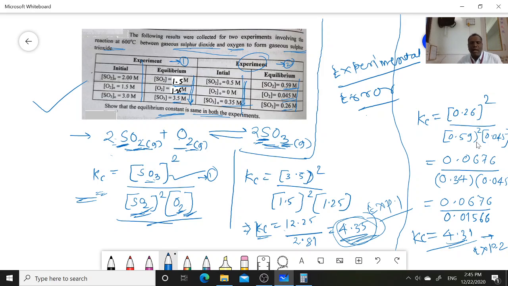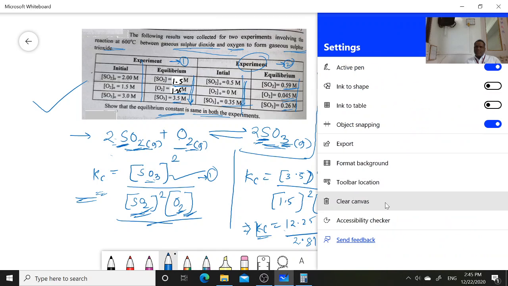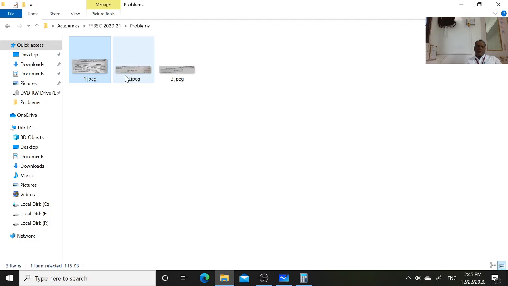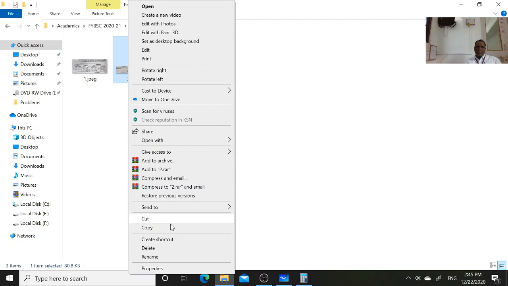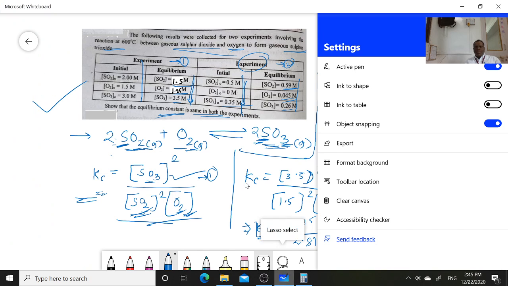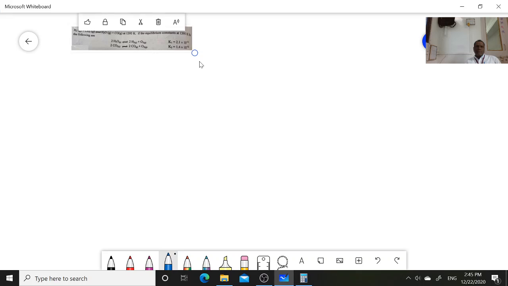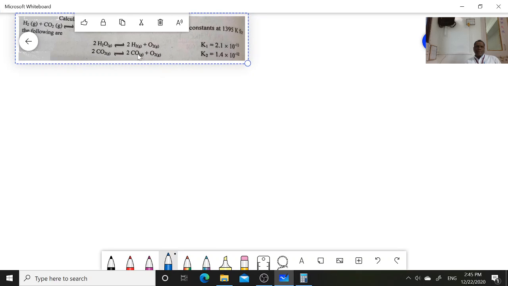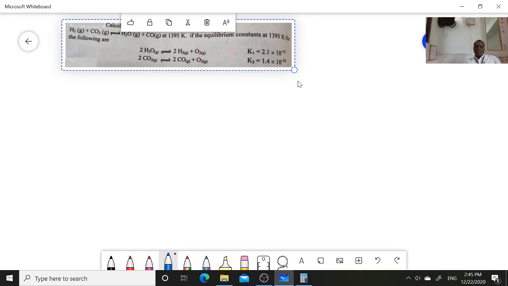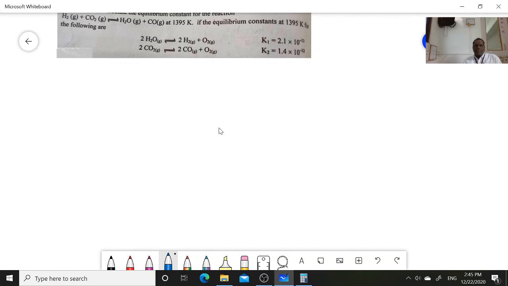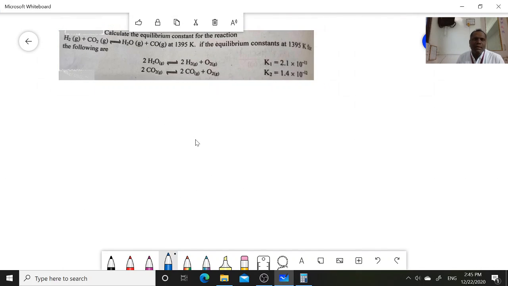Let's try to solve problem number 2. I will take problem number 2 from the collected problems, copy it, and paste it here. So let's read problem number 2.